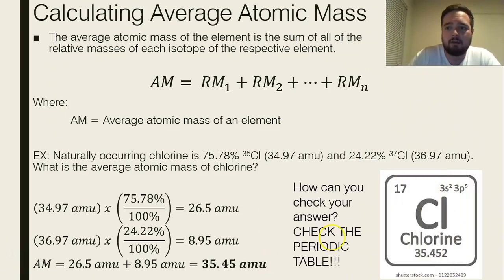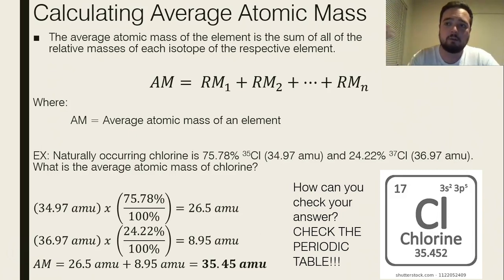So if I check the block of chlorine, it says the average atomic mass is 35.452. 35.45 is pretty darn close. Okay, so in regards to significant figures, it might be off by just a little bit, but I would consider this an acceptable answer. Because again, when you're using average atomic masses in calculations, you're going to want to use 2 decimal places. So this is clearly acceptable.